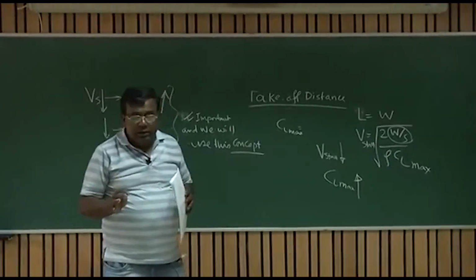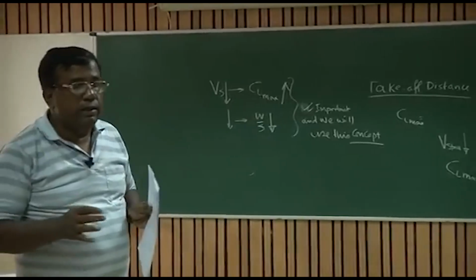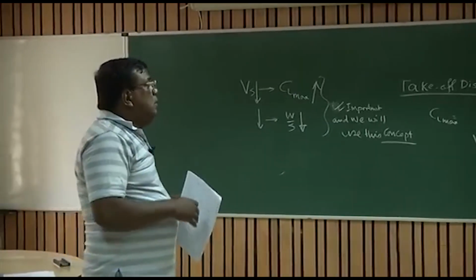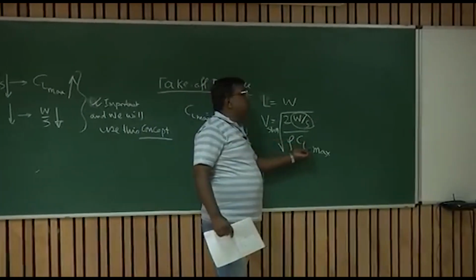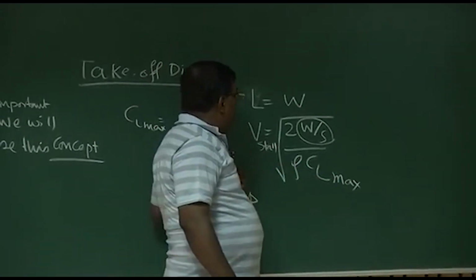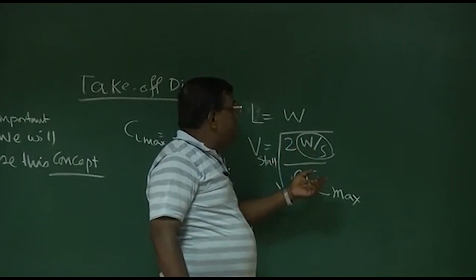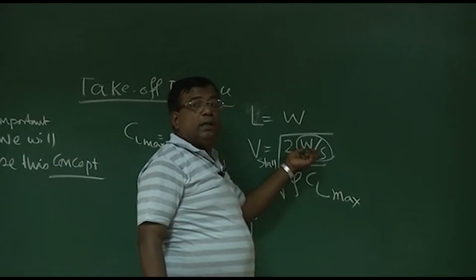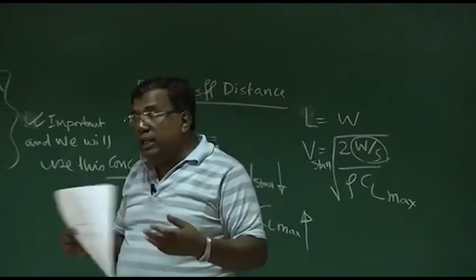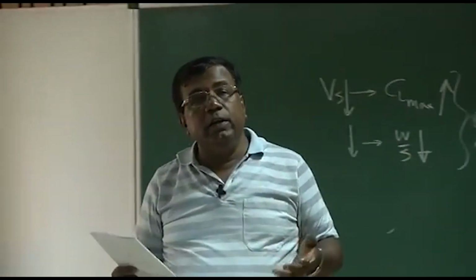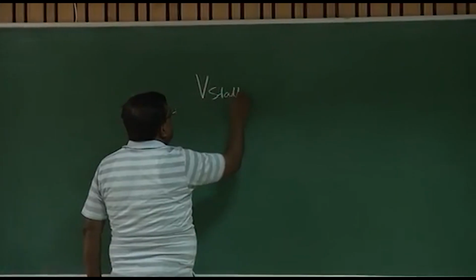To reduce takeoff distance, we have understood the Vstall, or the speed at which lift equals weight, should be low. To ensure that Vstall is low, I have two options. One is I should increase CL max, or I should decrease W by S, or I do both, that is increase CL max and decrease W by S. If I could do that, I will be able to reduce Vstall, and immediately you will see that the takeoff distance will reduce.